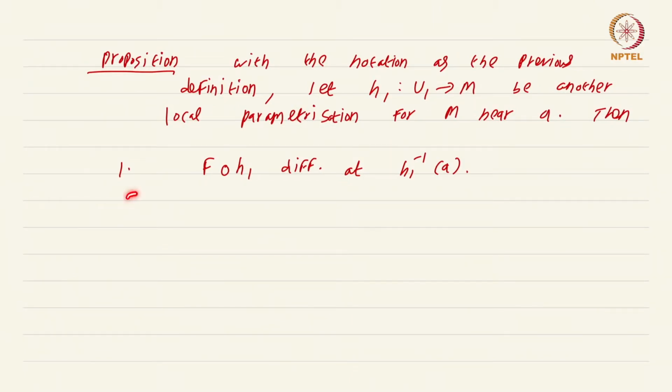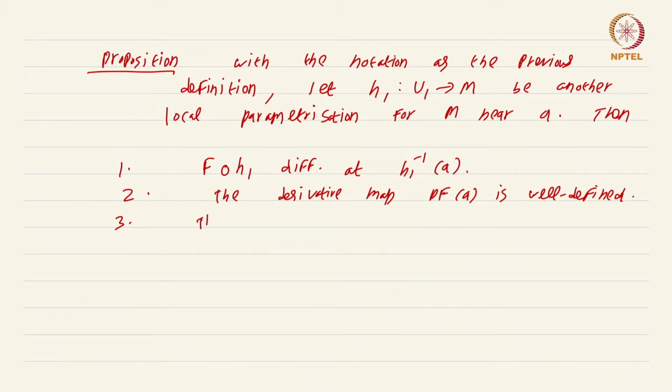Second point, the derivative map DF_A is well defined. That means if you had chosen a different parameterization, you won't end up with a different derivative map. And finally, the derivative map is linear.